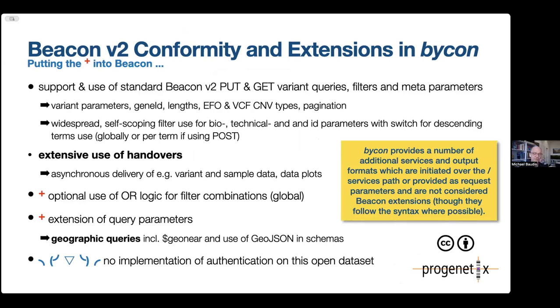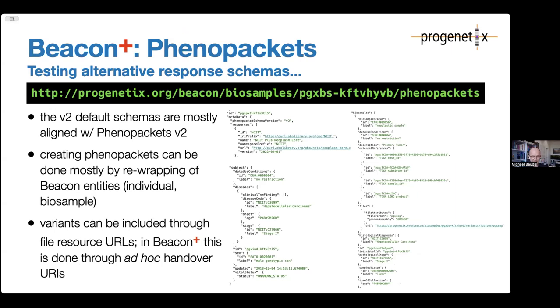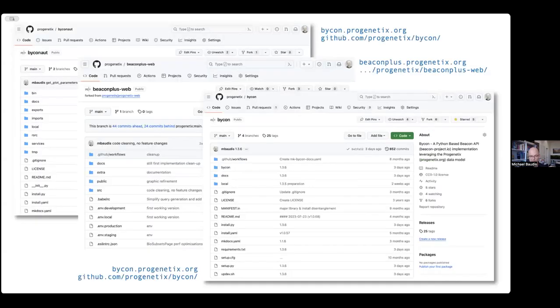We always push a step ahead for testing what else could be done in Beacon. So we also support things like geographic queries and so on, which is not directly part of the Beacon data model, or also delivery of Phenopackets, another GA4GH standard, which is also not part of a standard Beacon response. All the code is available on GitHub under CC0. You can download, play, and give feedback.